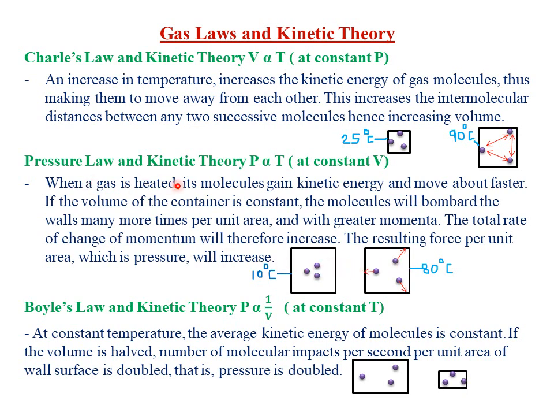When a gas is heated, or when its temperature is increased, its molecules are going to gain kinetic energy, and hence the molecules will move faster away from each other. If the volume of the container is constant, then the molecules will bombard, or collide with, the walls many more times per unit area, and with a greater momentum. So of course, the total rate of change of momentum will therefore increase. The resulting force per unit area, which is actually pressure, will increase.